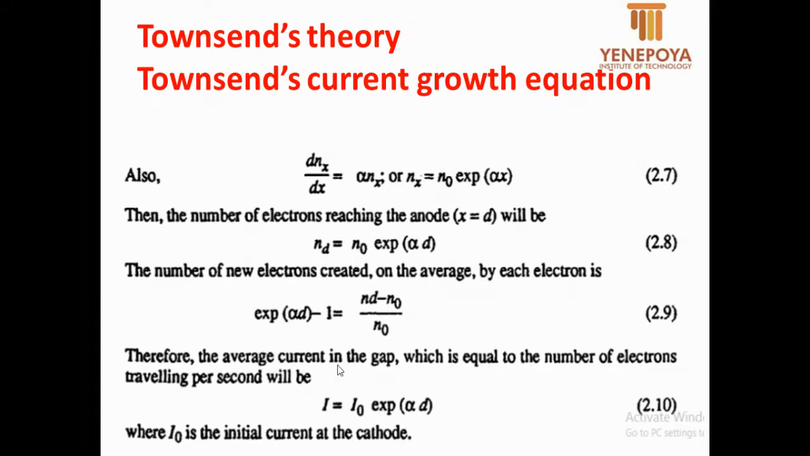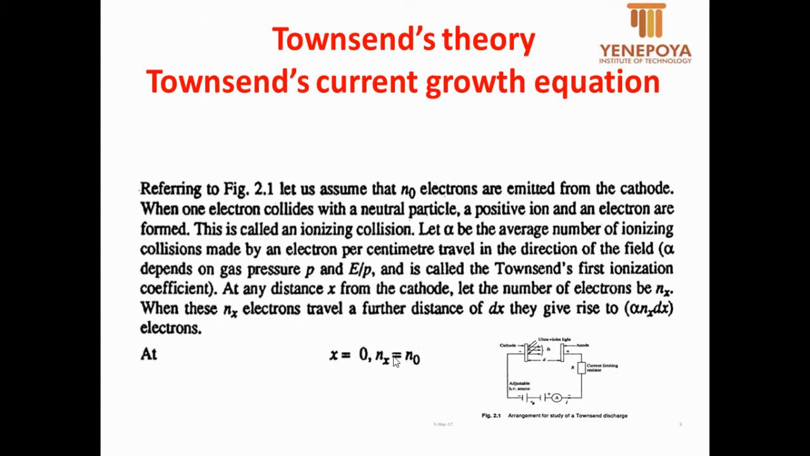Therefore, the average current in the gap, which is the number of electrons traveling per second, is I equals I naught exponential alpha d. What is I naught? It is the initial current at the cathode. I naught is here. D is the separation, R is the current limiting resistor, A is to measure the current, and this is the source.